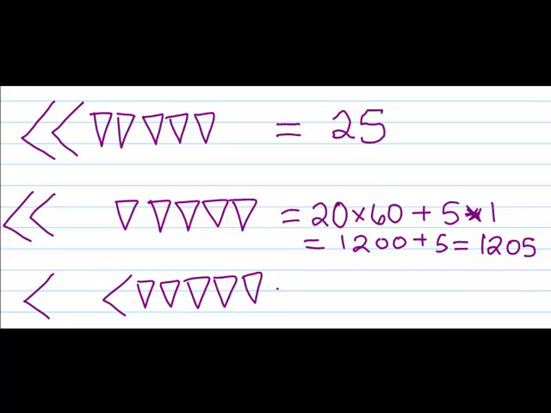And on this last one we have 10 in the 60s place, right here, and then 15 in the ones place. So we get 600 plus 15, or 615.